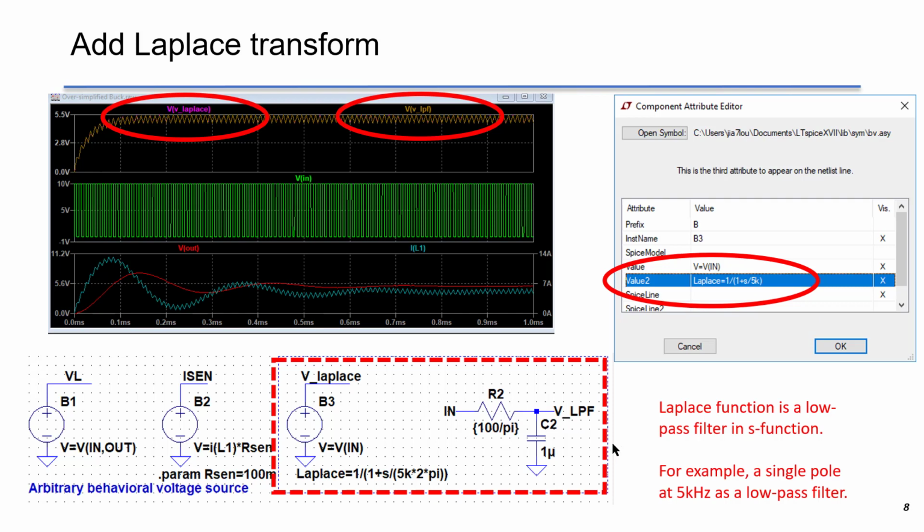That means these two outputs are identical. Both of them have the input at V in, and based on that, we apply the Laplace transform to get V out. If you use the mouse and right-click over B3, we can edit the Laplace equations under voltage V2. By doing so, the Laplace transform is added over arbitrary voltage B3.